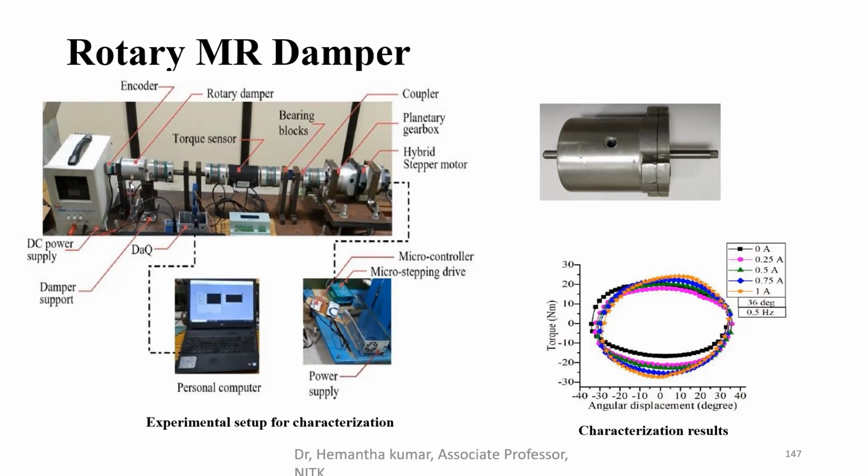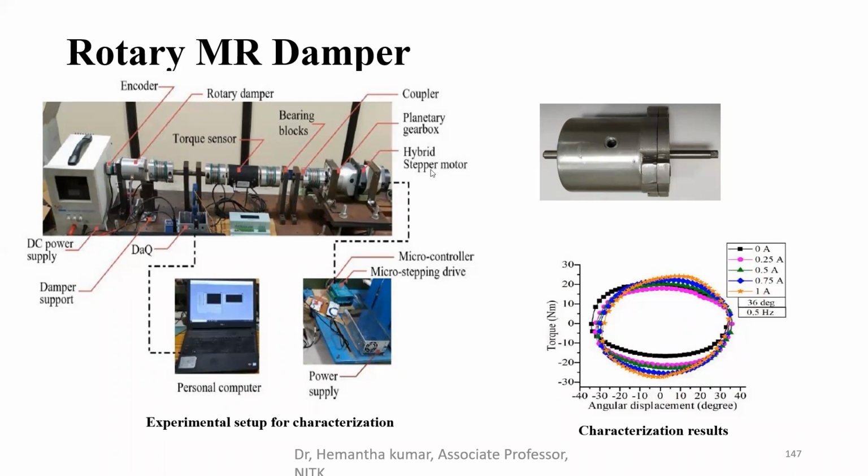There are four couplings, and this is the DC power supply they have given for the rotary damper, where they can control and give the current, and this is the inlet of the connector oil. This coupling is connected to this support, the bearing block, and this is a single shaft, connected to the torque sensor to know the torque reading. Then this is driven by the stepper motor.